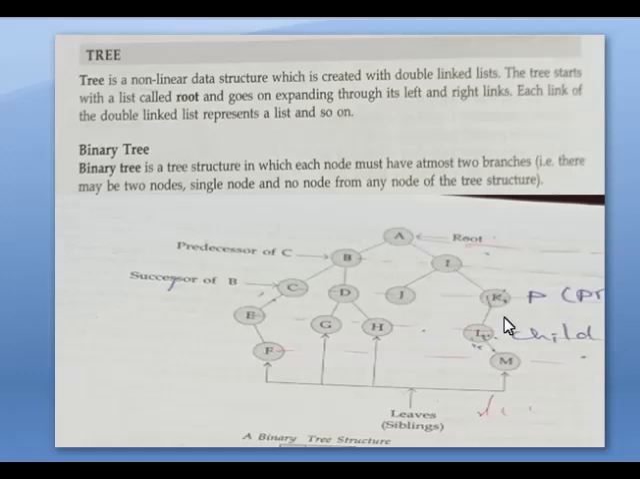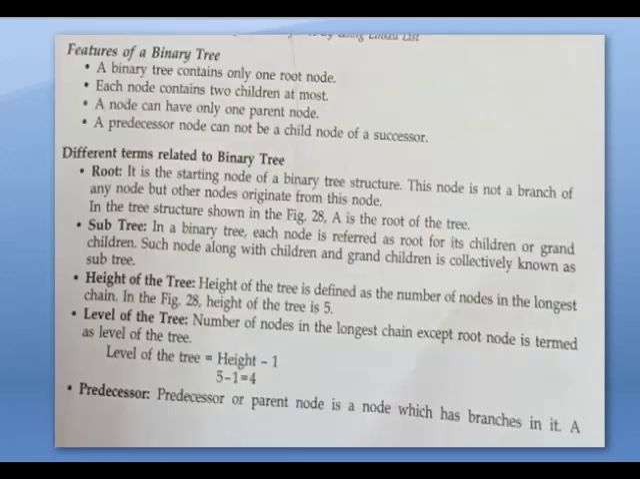So the height of the tree is defined as the number of nodes in the longest chain. In the figure, the height of the tree is 5. The next one is the level of the tree. Number of nodes in the longest chain except the root node is termed the level of the tree. Level of the tree is height minus 1, that is 5 minus 1 equal to 4.